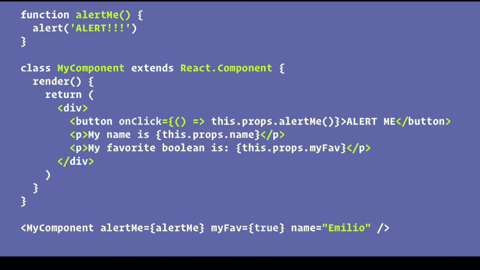The way we access our props is calling this.props and then whatever name we gave it. So even though this function name is alertMe, we could call it whatever we want. We don't have to call it alertMe. It makes sense to, but these are just the names we're giving it. And then we're assigning it those values. And like I said, they could be strings, they could be Booleans, functions, objects, whatever you might want.